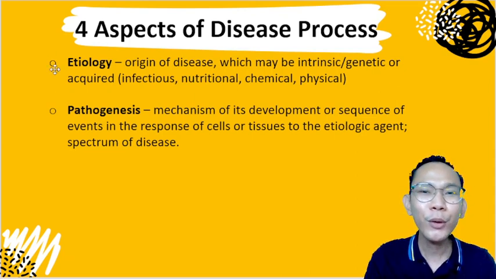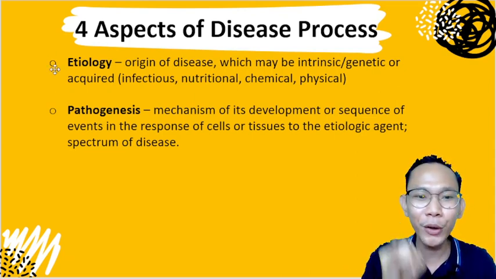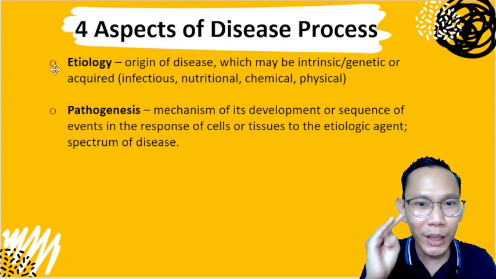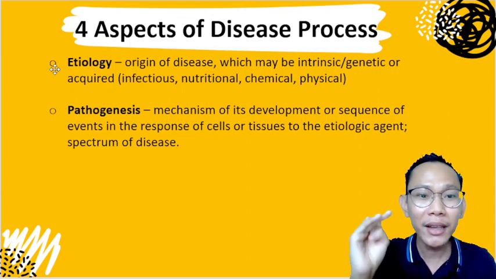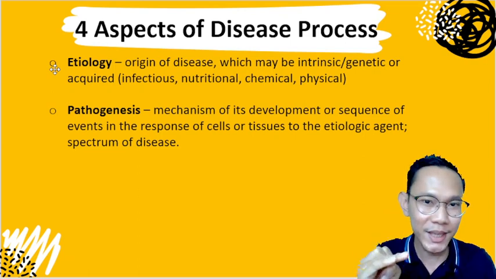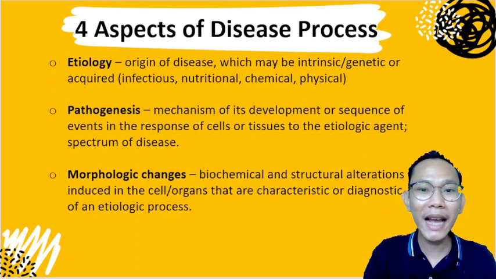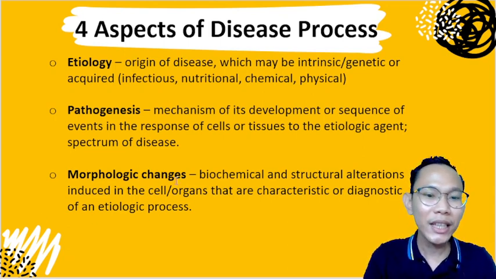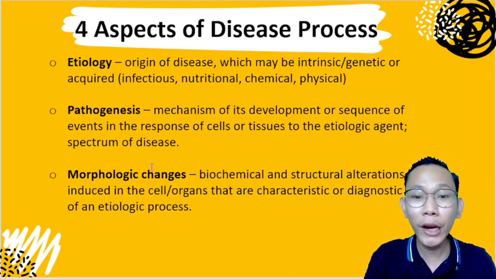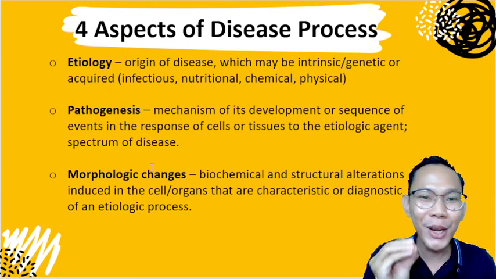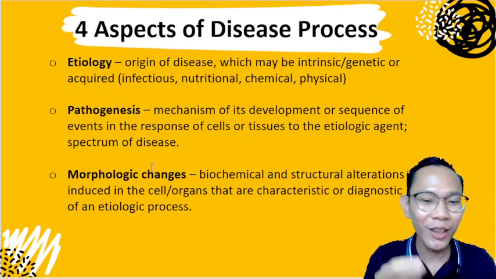So again, let's review etiology. We are talking about the cause. Pathogenesis, we are talking about the sequence of events brought about by the etiology or the cause of disease. So now let's proceed with the third aspect of the disease process. Dito naman sa morphologic changes, we are talking about at the cellular level. Since this is pathology, we are talking about at the cellular level.